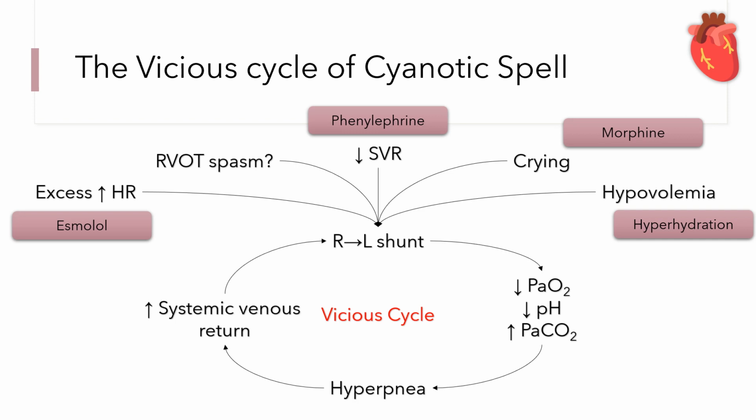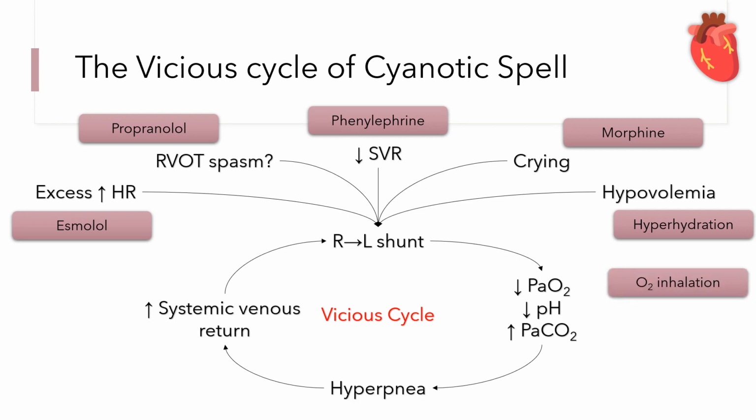Fifth thing, RVOT spasm, although a questionable entity or a questionable mechanism, still it was implicated in the past as a cause of increasing right to left shunt, or a cyanotic spell. So to decrease the RVOT spasm, what can we do? We can give propranolol. Next thing, decrease in PaO2, decrease in pH, increase in PaCO2. Basically a condition or a state of metabolic acidosis. What can we do to correct that?